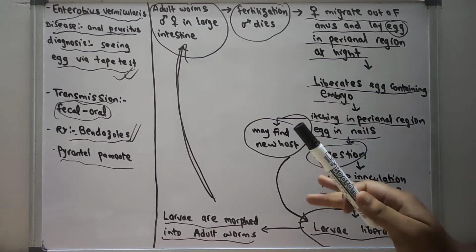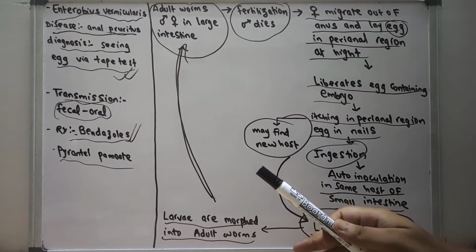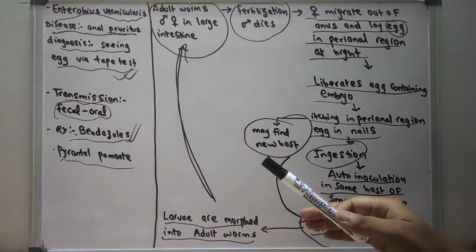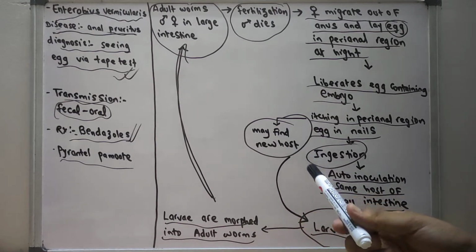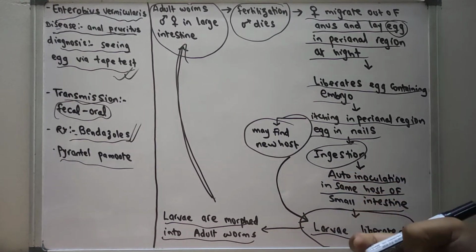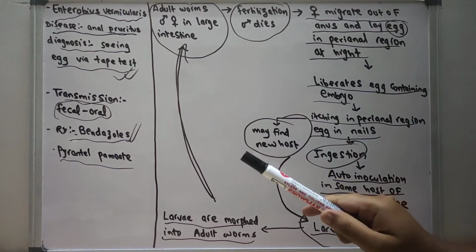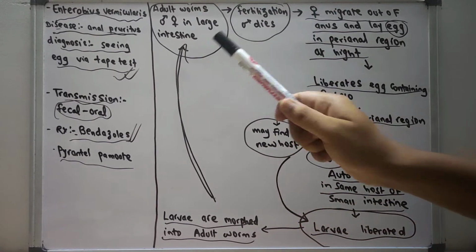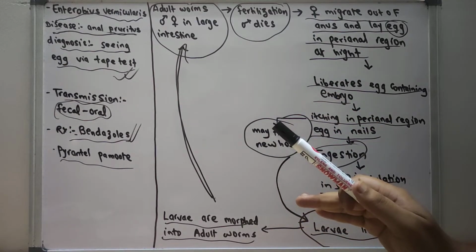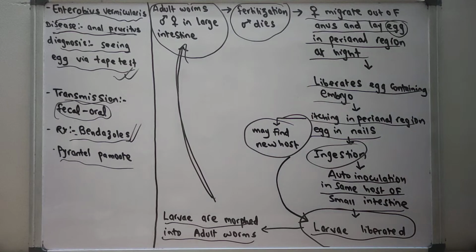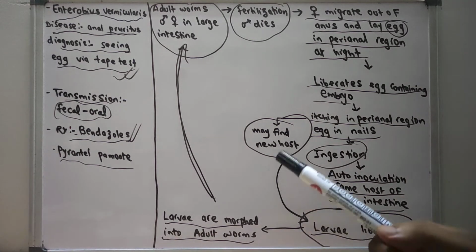So for health hygiene, there should always be washing of hands with soap and water, and the nails should be trimmed. If there is itching around the perianal region, then we should go to the doctor immediately and find out whether there is infection with Enterobius vermicularis or not, and we should use benzimidazoles and pyrantel pamoate to eradicate the infection.